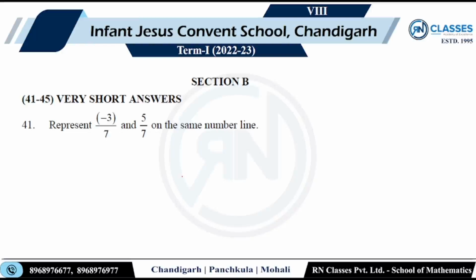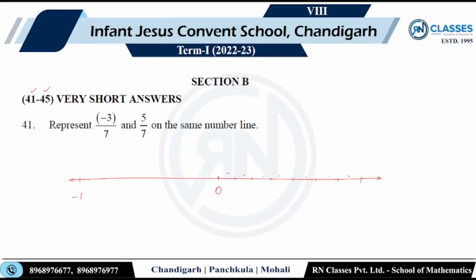Section B. Now, 41 to 45 are very short answer questions. Very short, right? Represent -3/7 and 5/7 on the number line. यार इसमें तो बिल्कुल भी कुछ नहीं था. I'll draw freehand so that you can understand how to make it. This is 0. I'll take 1 as far, as well as -1 also far. So, how many sections I need? 1, 2, 3, 4, 5, 6, 7 parts, okay?